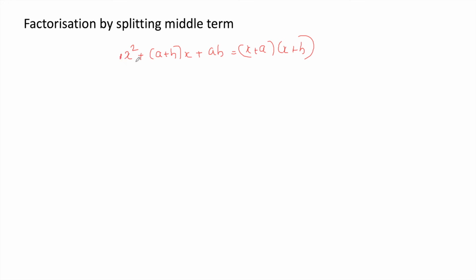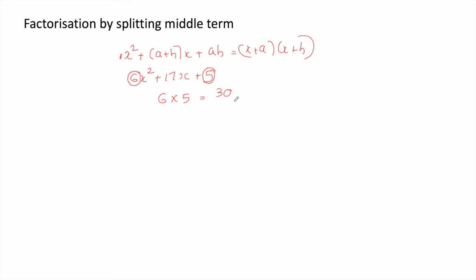If any number comes before x square, we cannot use this identity properly. I will write one example here: 6x square plus 17x plus 5. We cannot express this in that form because the coefficient here is 6. So consider this coefficient and the last number, and we should always multiply these numbers together. 6 into 5 is 30.